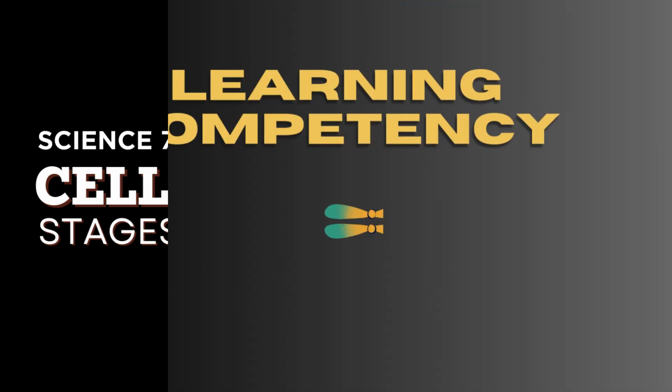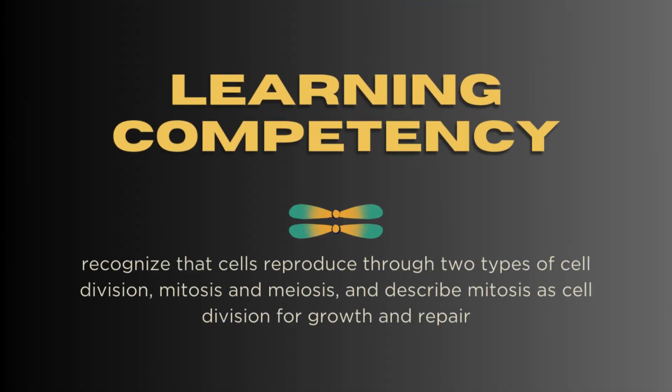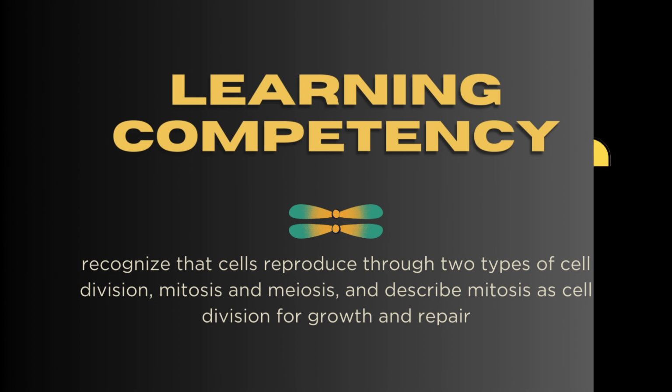Let's dive in. Our goal today is to understand that cells reproduce through two types of cell division, mitosis and meiosis. We'll focus on mitosis, which is the process that helps our bodies grow and repair themselves. By the end of this lesson, you should be able to describe how mitosis works and why it's important.